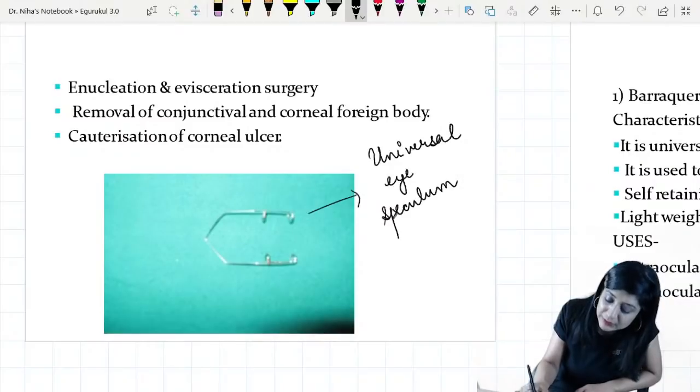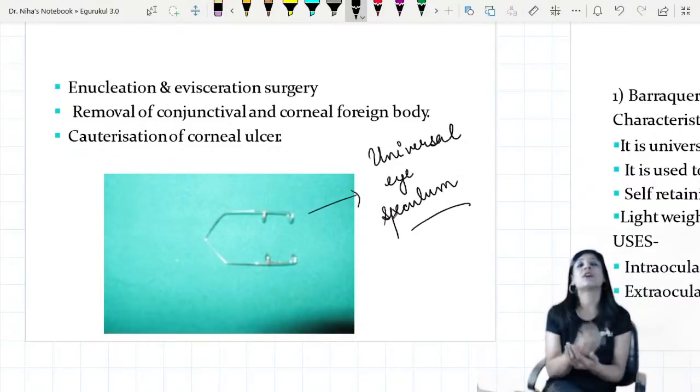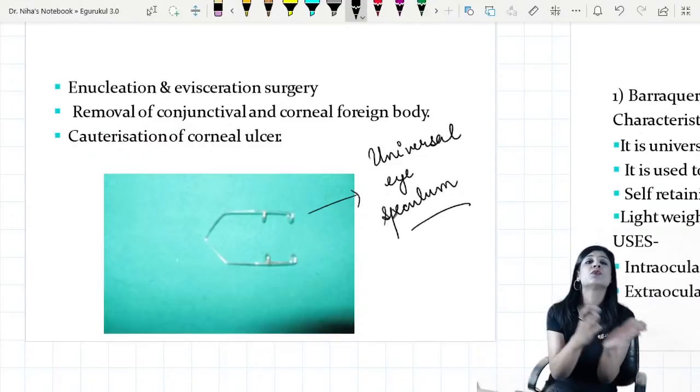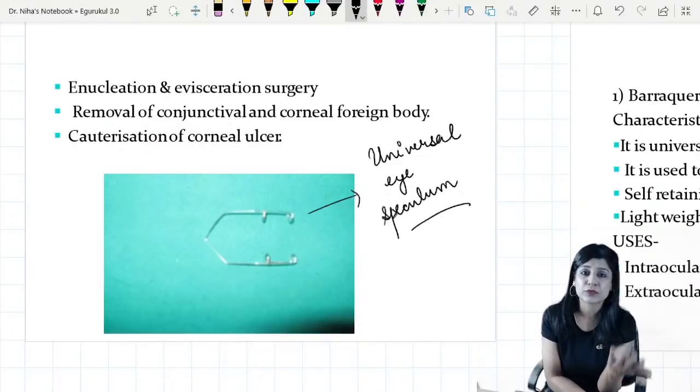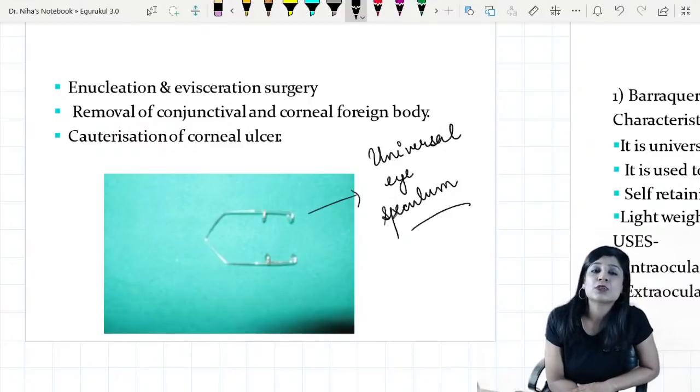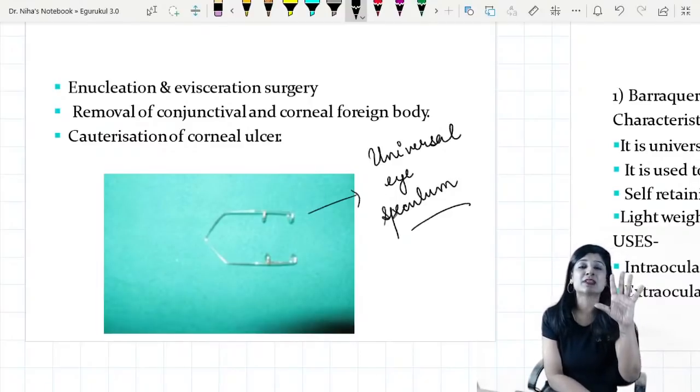This speculum is actually called the universal eye speculum. Now, why is it called universal? Because it can be used for both the eyes. You can use it for the right eye also, and you can use it for the left eye also. And speculum means an instrument for opening the eye.